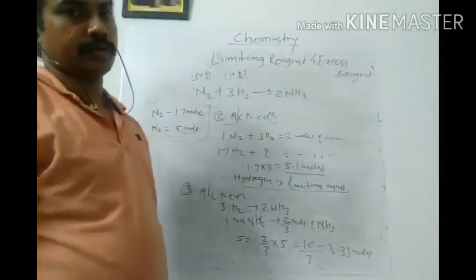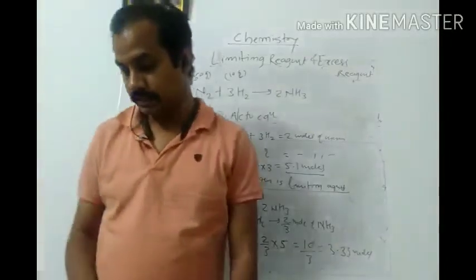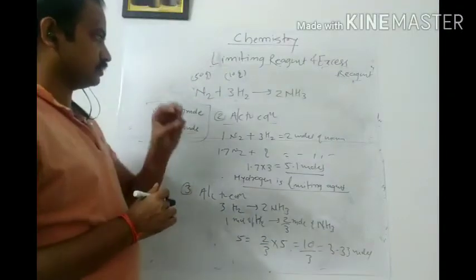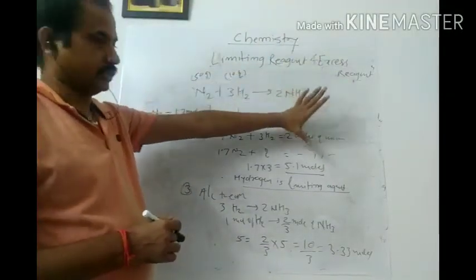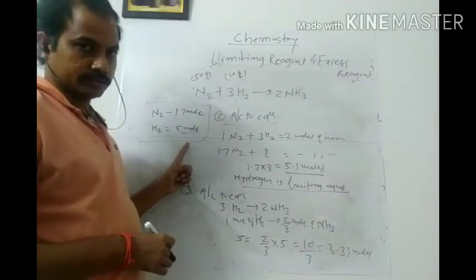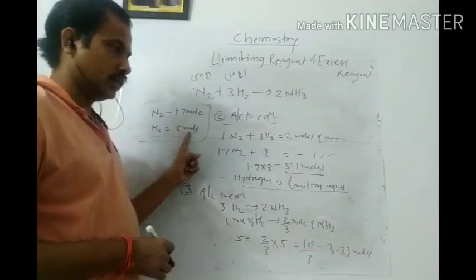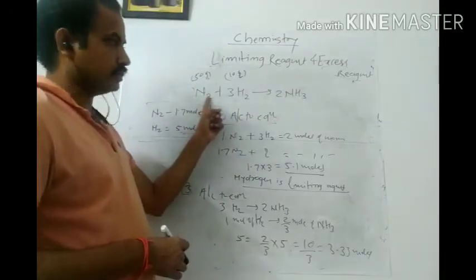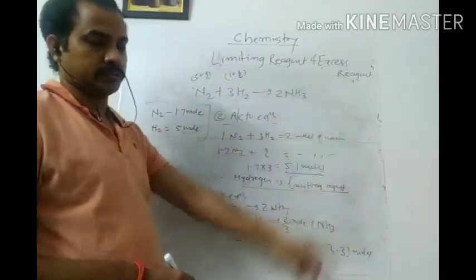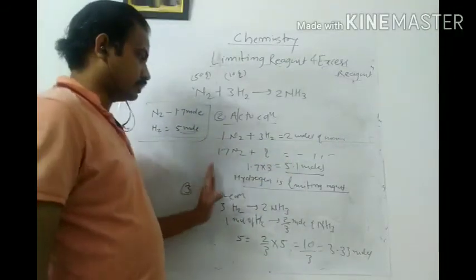In this way you can easily calculate the limiting reagent and excess reagent. I hope you understand. Let me quickly revise. Understanding this question and reaction, in the first step I calculated the number of moles: for nitrogen it is 1.7 moles, and for hydrogen it is 5 moles. In the second step I considered nitrogen and calculated how much hydrogen is required for getting 2 moles of ammonia. It is found to be 5.1 moles, which is more than 5, so hydrogen becomes the limiting reagent.